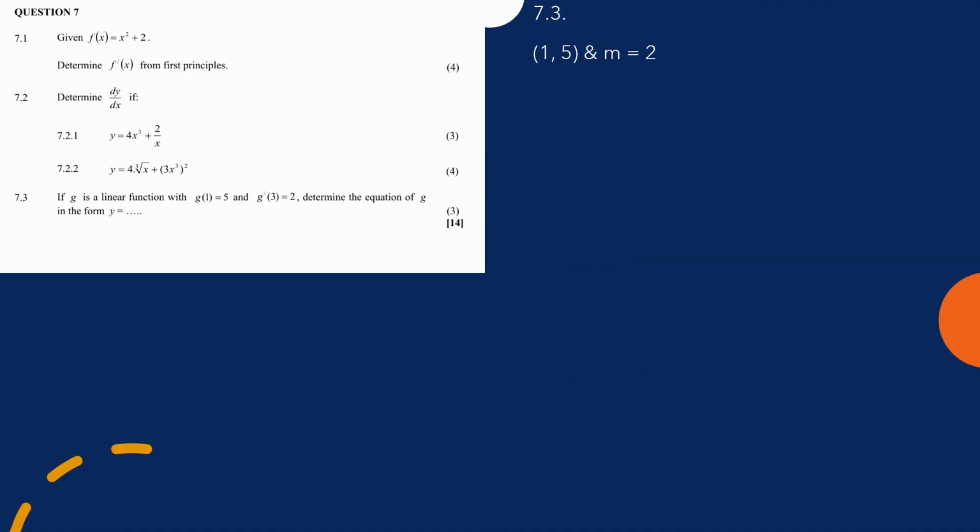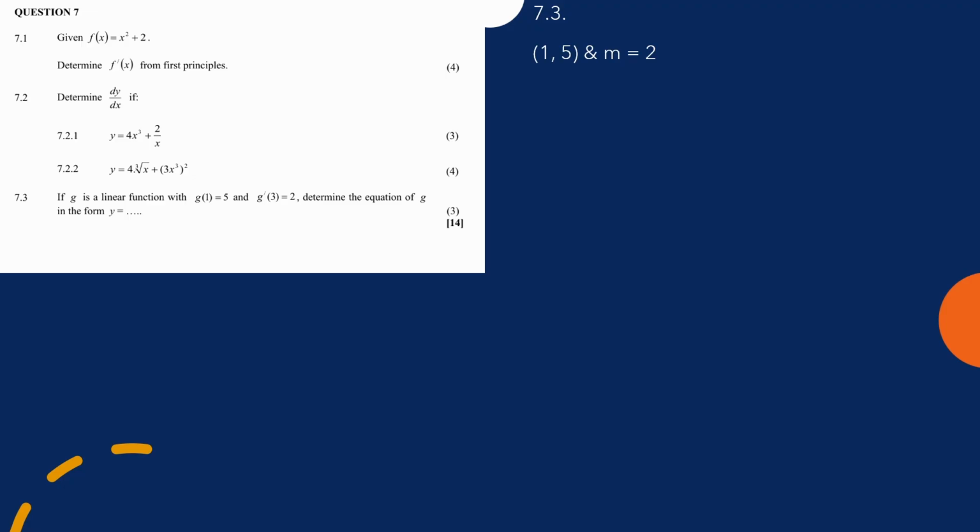Going to 7.3. It says if g is a linear function with g of 1 is equals to 5 and g prime of 3 is equals to 2, determine the equation of g in the form y is equals to... That problem statement, g of 1 is equals to 5, that is a coordinate. That means in my function, where the x value is 1, the y value is 5, and hence I've written down that coordinate of 1, 5, as you can see on my screen.